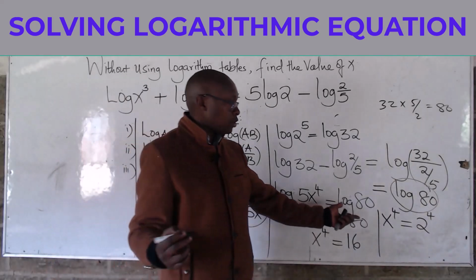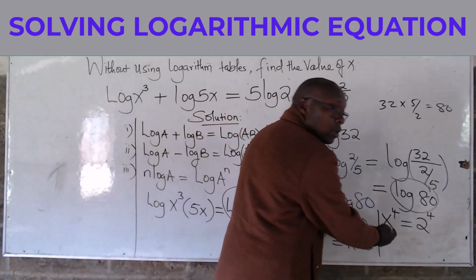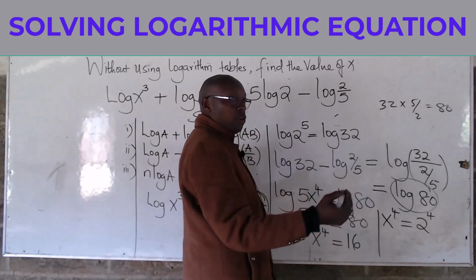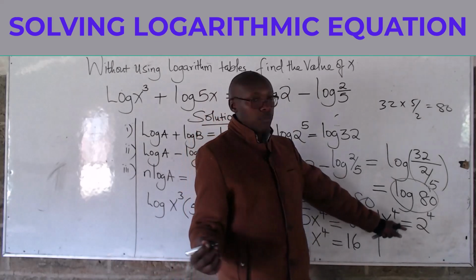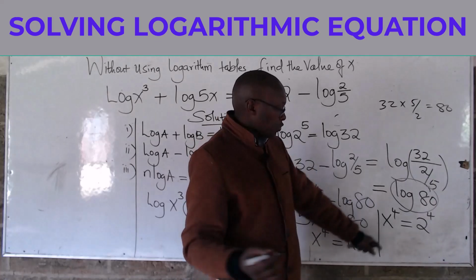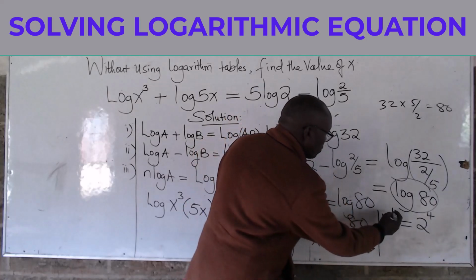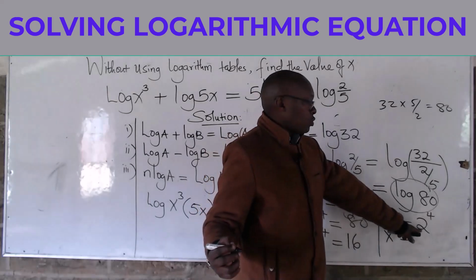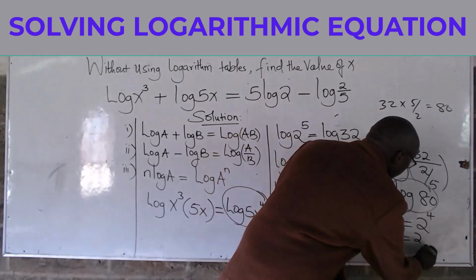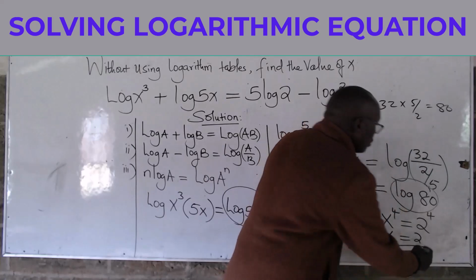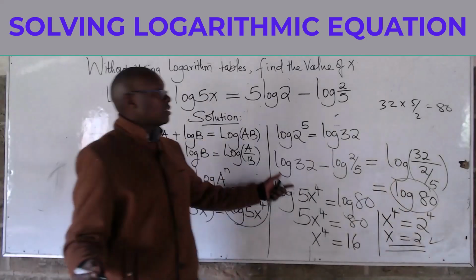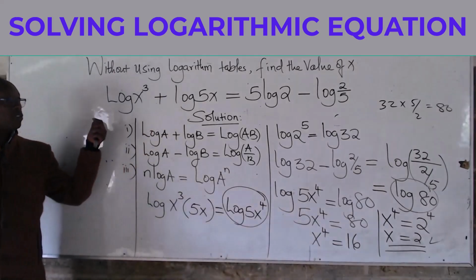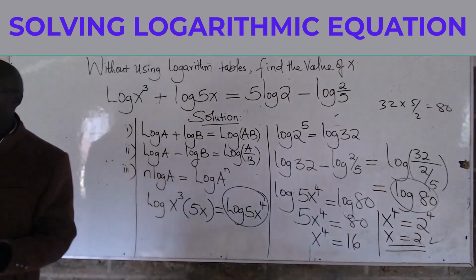So we want to get the value of x. From here, we can simply get the fourth root of both sides. The fourth root of x raised to power 4 will be x, and the fourth root of 2 raised to power 4 will be 2. And therefore, the value of x in that equation is given by x is equal to 2.